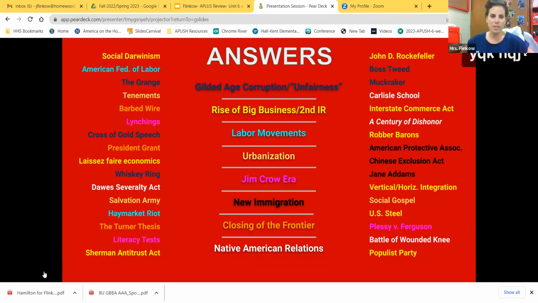Okay, so for example, the top one that we're seeing, the corruption of the Gilded Age, is going to be the navy blue terms. Okay, so we see whiskey ring, cross of gold speech, boss tweed, and muckraker. One of the things that I saw circled a good bit on this was the whiskey ring.